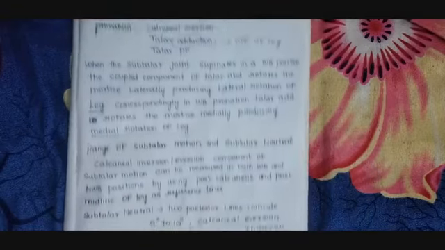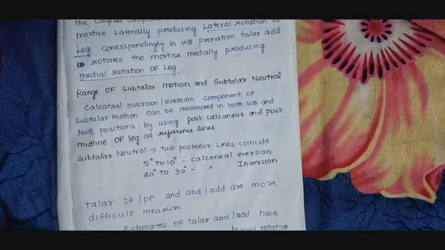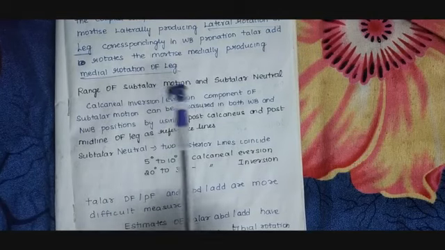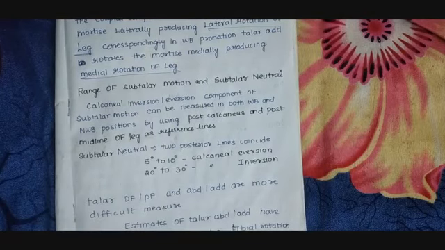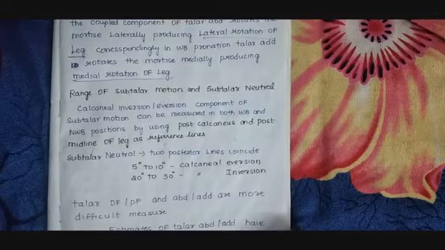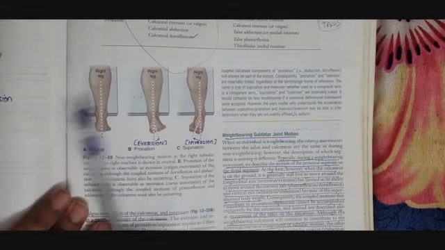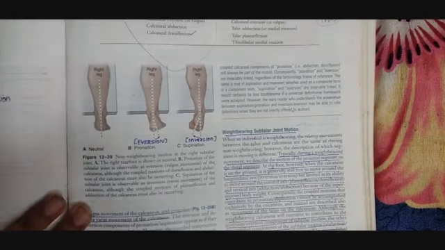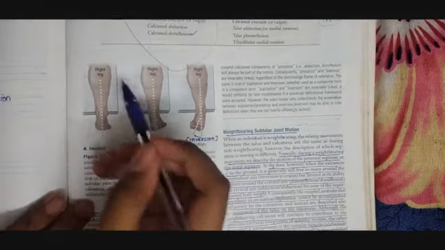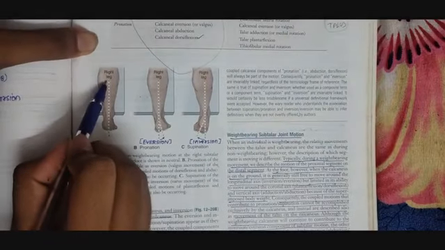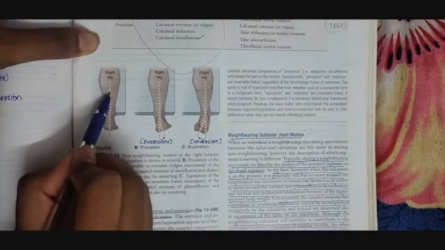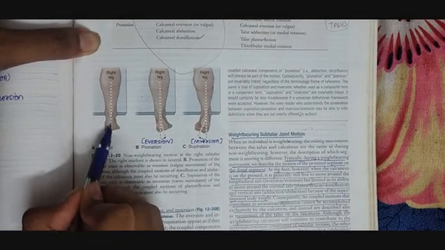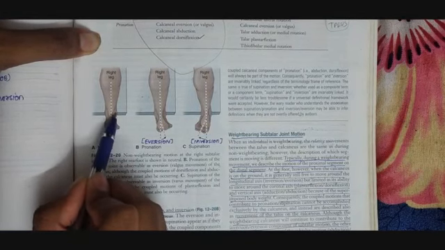Now, the range of subtalar motion. The calcaneal inversion and eversion component of subtalar motion can be measured in both weight bearing and non-weight bearing positions. I'll show a video. I hope you can see this diagram. In order to measure the calcaneal inversion and eversion, the reference line is a posterior line that passes through the leg and the posterior part of the calcaneum.